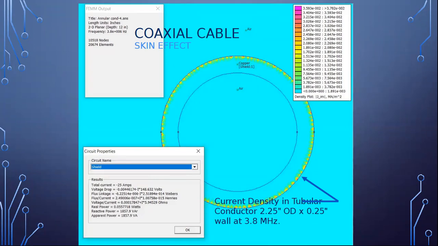Hit it again, Frank. Okay, you can see the red high density is still out near the surface, and as you come in toward the center, it fades away to nothing. Okay, next.